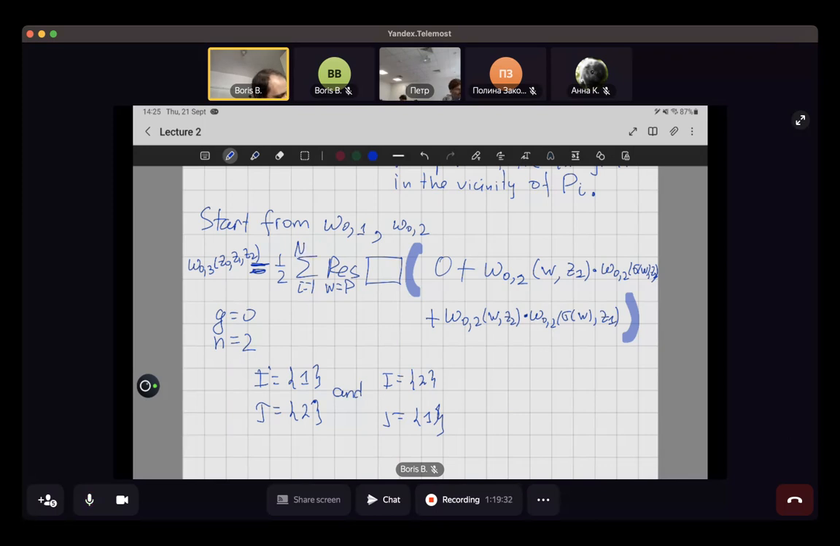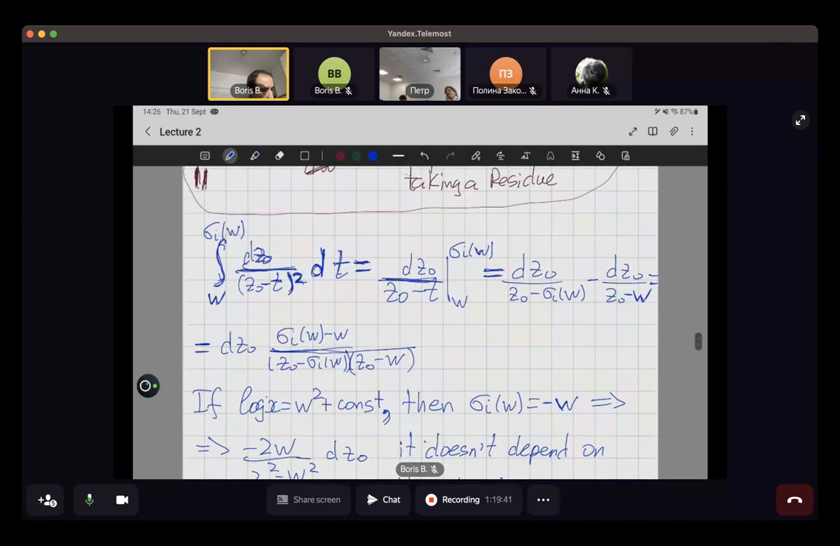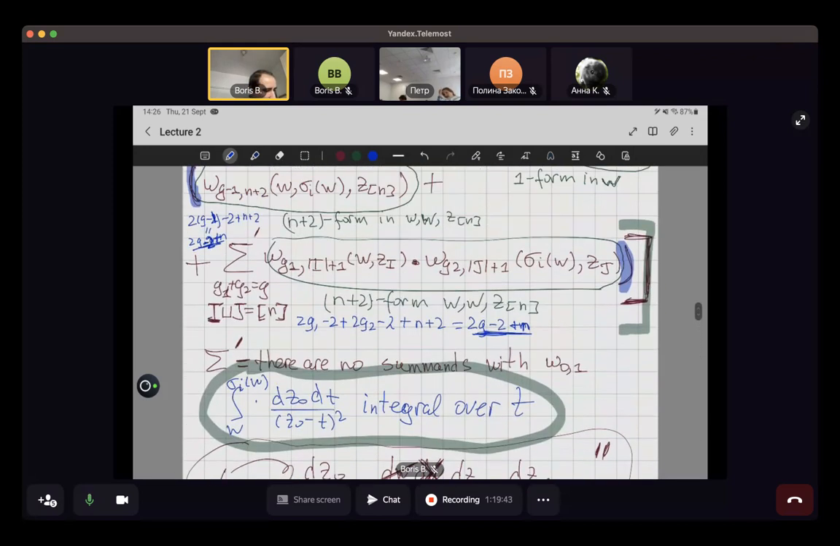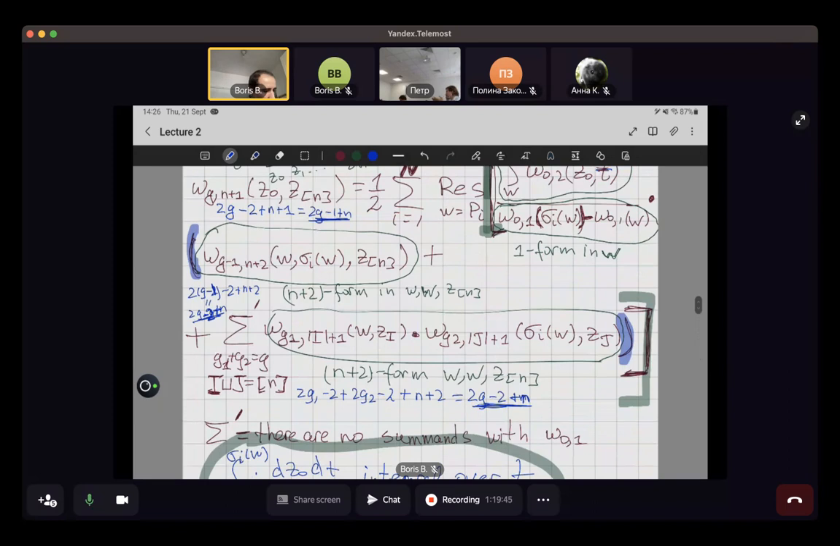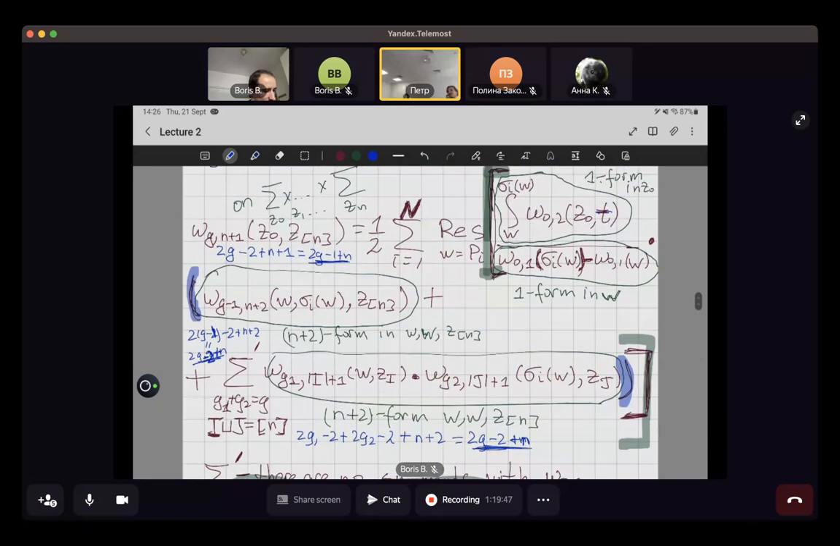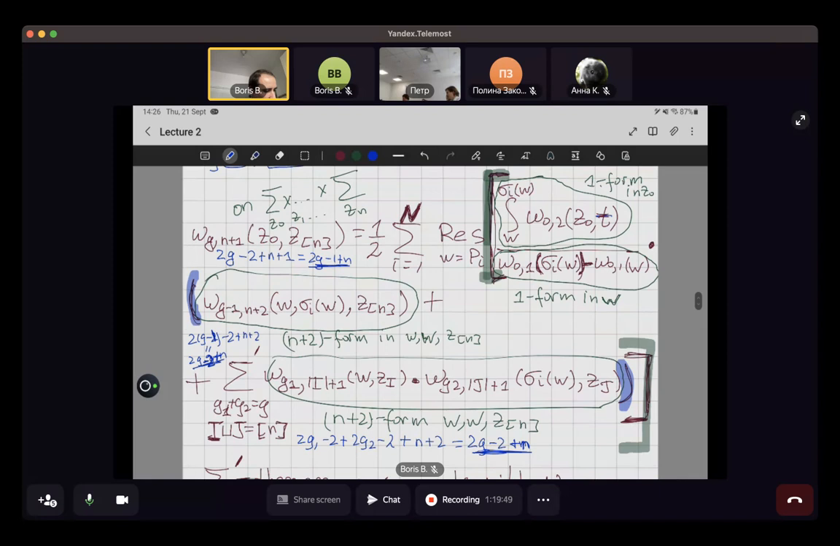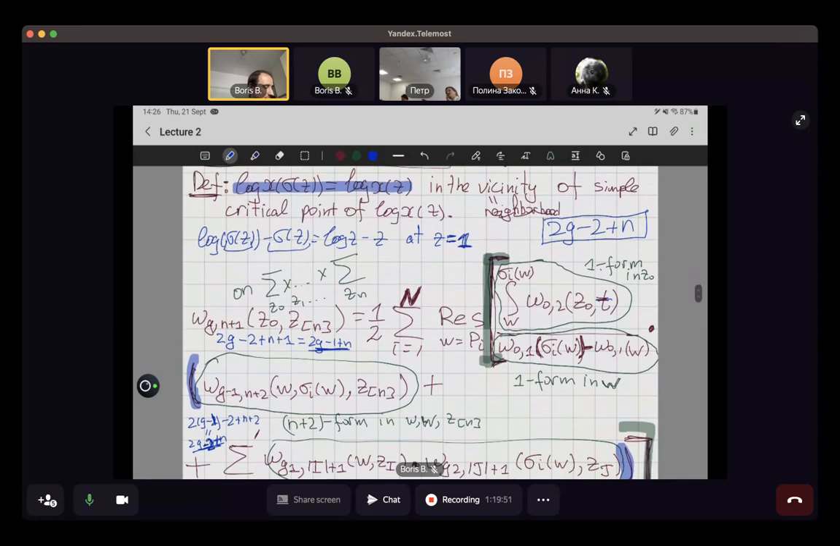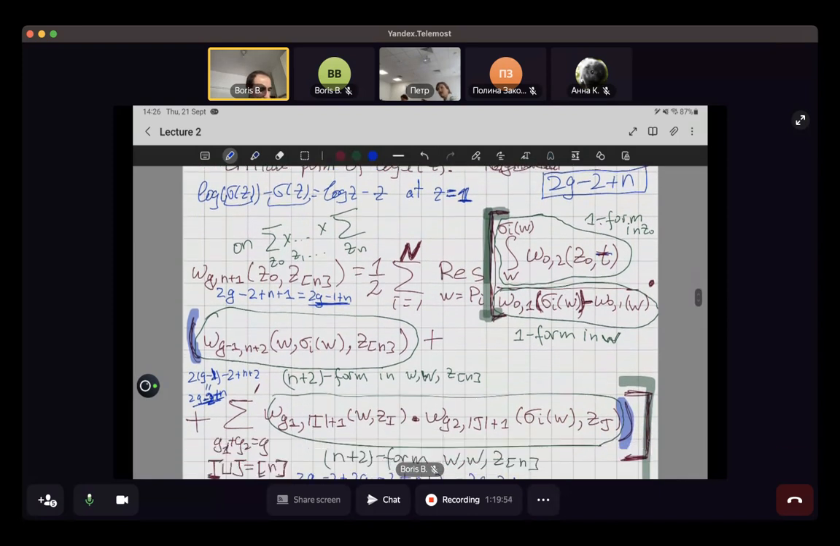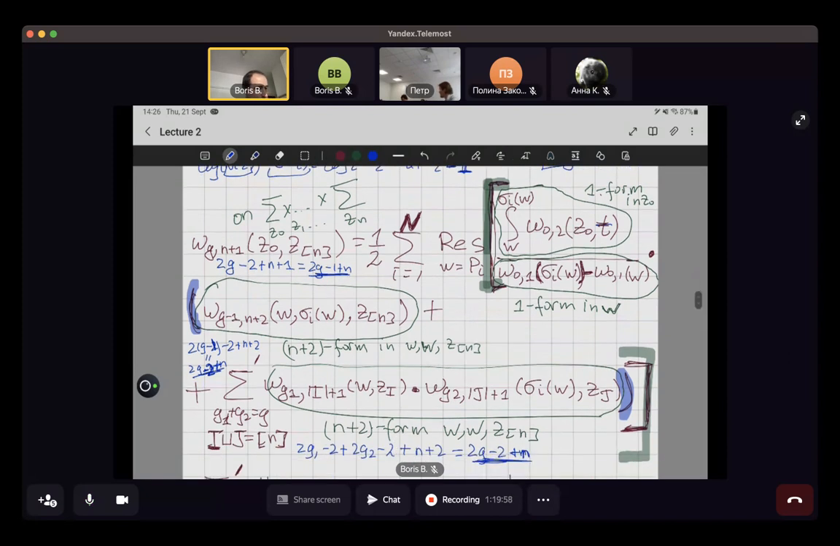I think we need to break. Okay, so today we had this huge formula and tried to compute some specific examples. And the next time, I think we'll continue to discuss this formula and some properties of these omega g,n, etc. Okay.